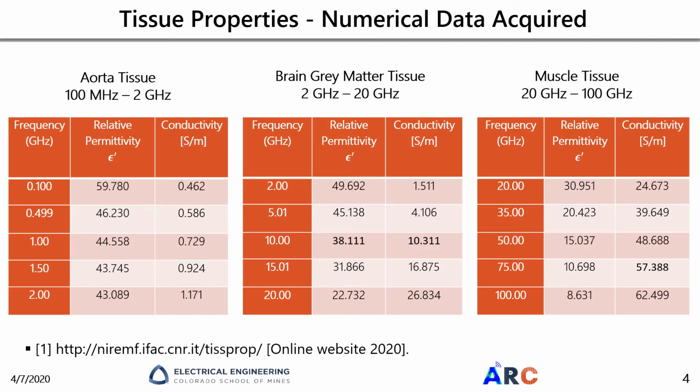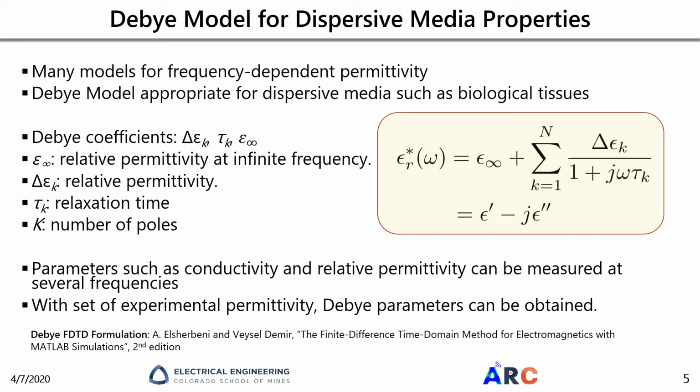This slide shows the dielectric properties, the permittivity and conductivity that were gathered for each of the tissues over a frequency of 100 megahertz to 100 gigahertz. Using these permittivities and conductivities, the Debye model was used to generate the complex permittivities for the tissues using a certain number of poles as well as relaxation time to generate, in this case, 3-term Debye coefficients to reduce the heavy computations that you would normally see for such a wide range and high range of frequencies.